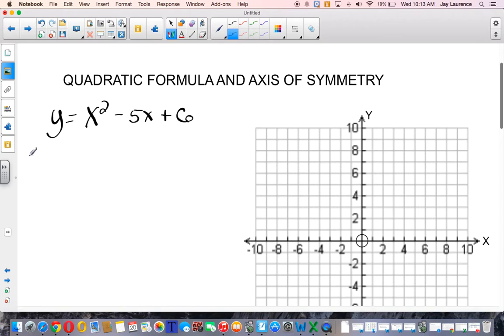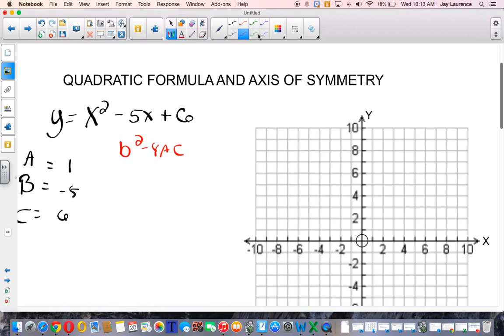So I'm going to start by identifying A, B, C. It'll be easy as 1, negative 5, 6. And then I'm going to use the discriminant, the b squared minus 4ac part of the quadratic formula. If this comes out to be positive, I'm going to continue to use the whole quadratic formula. If it ends up to be 0, I might use the whole quadratic formula, then again I might not. And if it turned out to be negative, I'll stop using the quadratic formula because that would be silly.